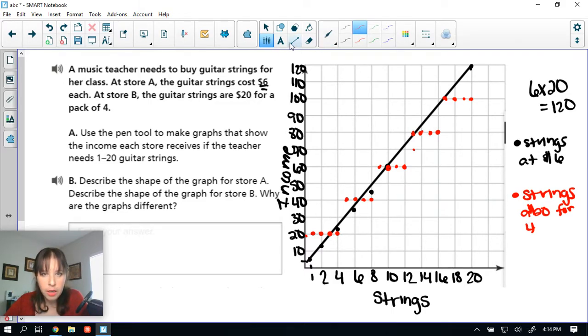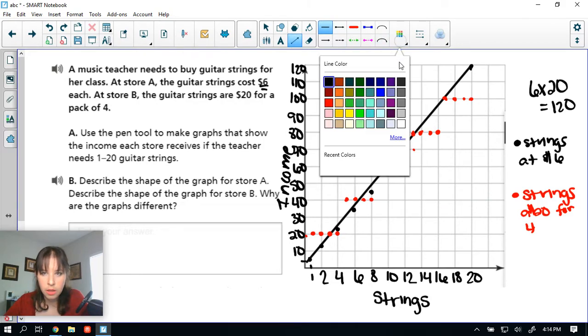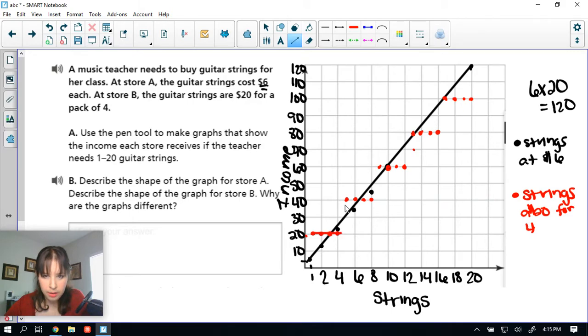So if I were to draw a line for this one, let me change the colors here. Let me get red. We're looking at something that looks like this. Something that looks like steps climbing up. So the graph of store A is a straight line. The graph of store B jumps between flat sections. They are different because store B sells packages, not individually like store A.